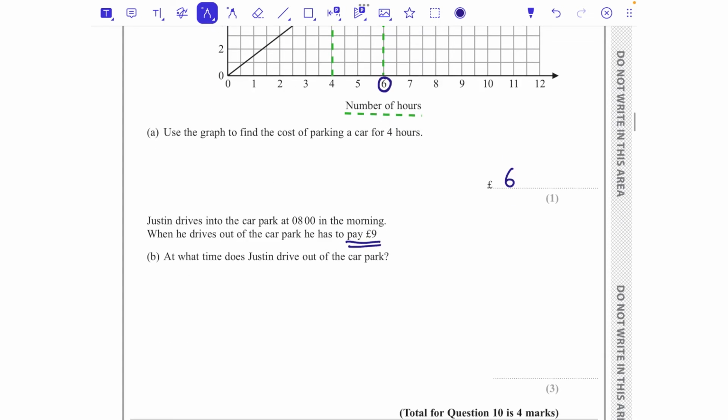So for 6 hours in the car park, we just need to work out what time is 6 hours after 8 a.m. So 8 a.m. add 6 hours is going to take us, if you think 9, 10, 11, 12, 1, 2 p.m. in the afternoon. So that would be the time that he left, 2 p.m. in the afternoon. You could also write that as 14:00, but either of those were absolutely fine for the mark.